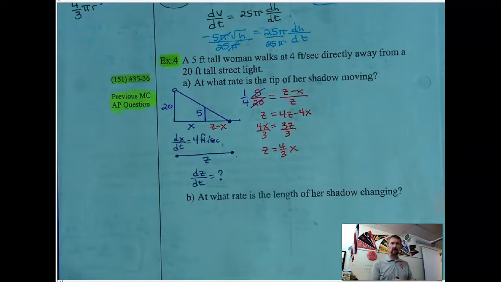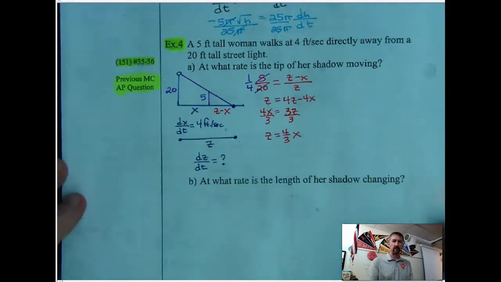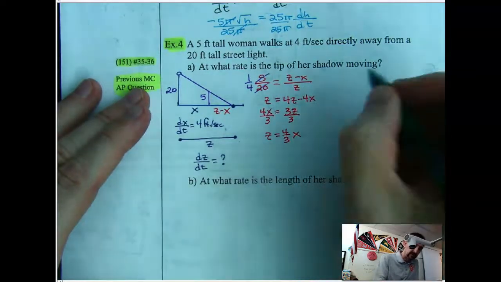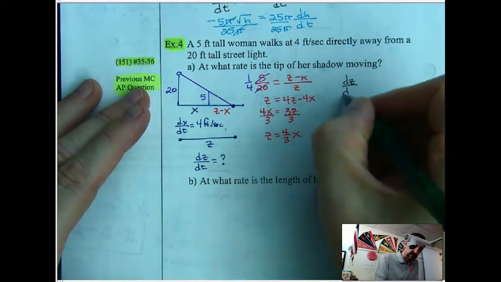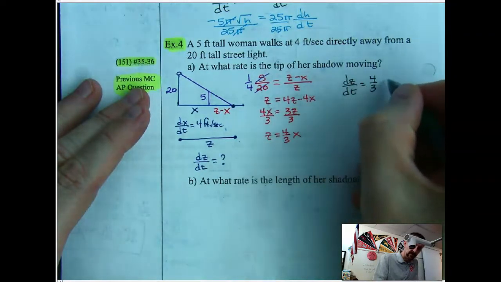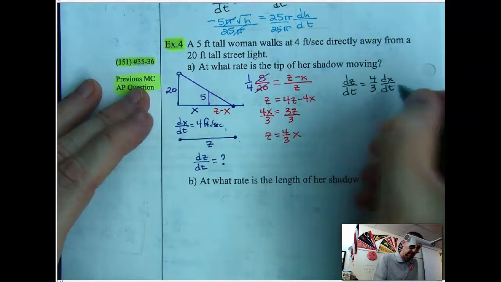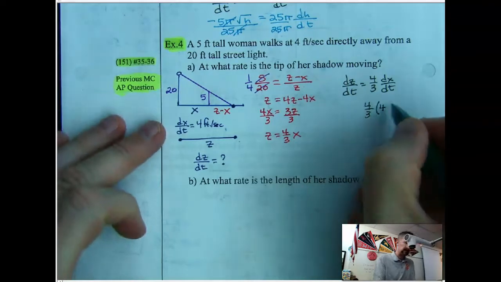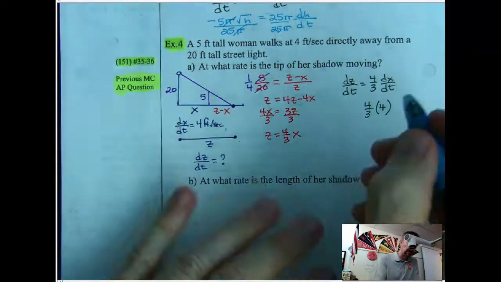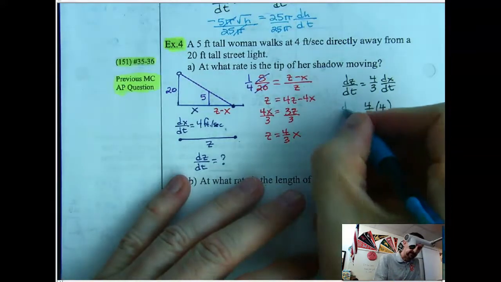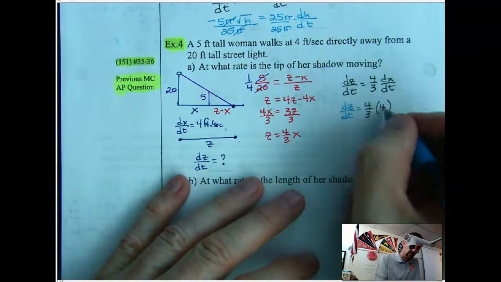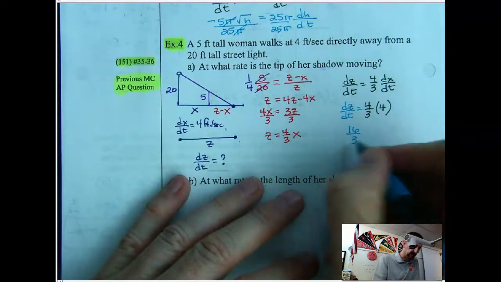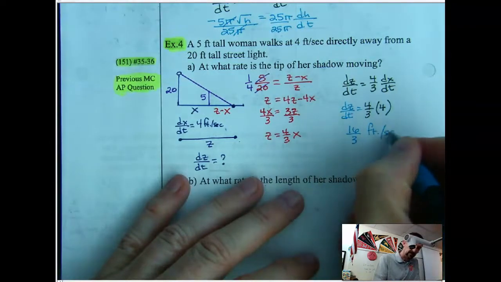All right. Similar triangles. And now we're to step 4, which is to take the derivative of both sides. So that's going to be dz dt equals 4/3 dx dt. And dx dt was 4. So plug in the 4 for the dx dt. And so that's going to be 16/3 feet per second.